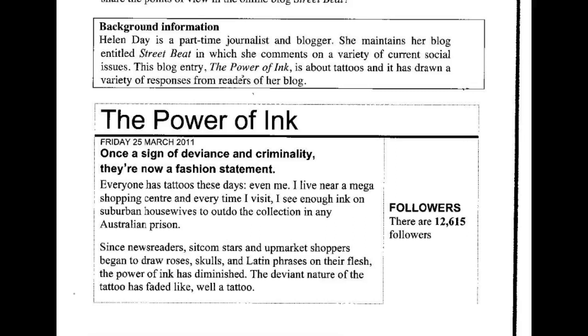If we remind ourselves of the first argument, it was that tattoos have become much more common or mainstream. The attitudes to tattoos have changed. So what we're looking for now is the evidence which supports that argument. The first thing we can note is the title has some irony there, because the power of ink has lost it. They're now a fashion statement. That's a language choice there.